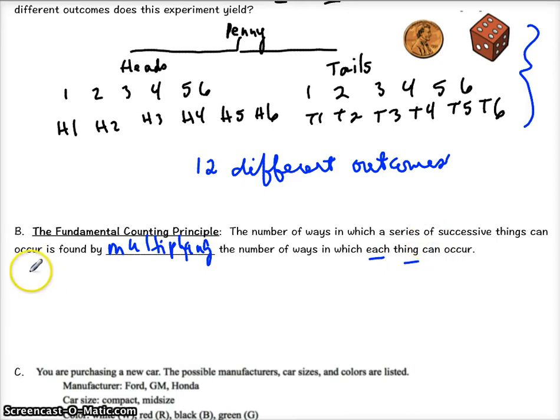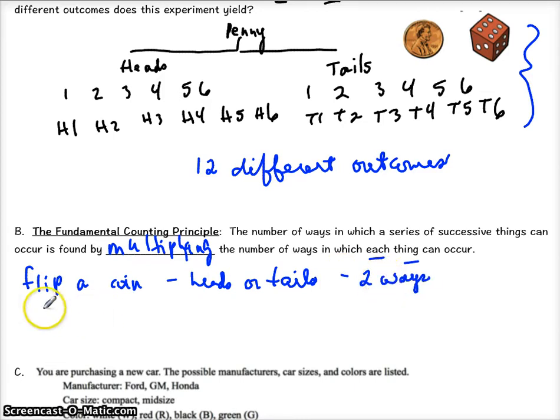Let's take our example from above. If we flip a coin, we have the outcome of either a head or a tails, which is a total of 2 outcomes, or 2 ways to get our outcome. The second thing after we flipped the coin was to roll a die. And when we roll a die, we could have the option of 1, 2, 3, 4, 5, or 6. So we have 6 ways for that event.